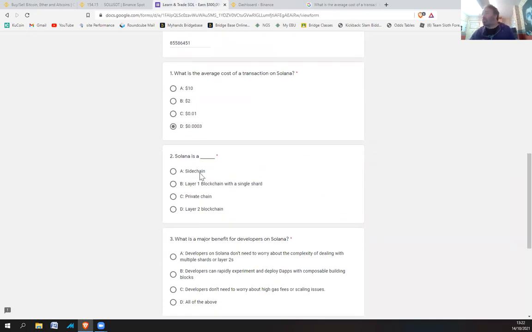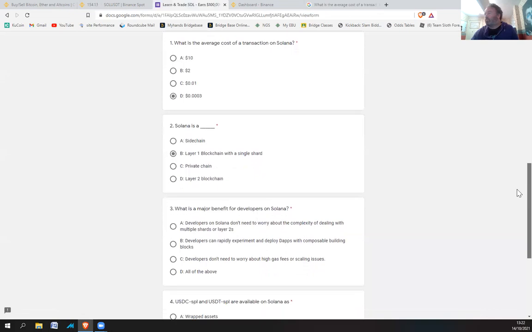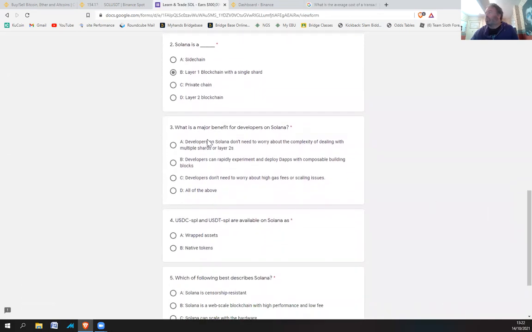Solana is a sidechain, a layer 1 blockchain with a single shard, private chain, layer 2 blockchain. It's not a sidechain. Private chain, no, don't think so. Layer 2, it's layer 1, isn't it? Okay, it's a layer 1. Okay. What is a major benefit for developers on Solana?